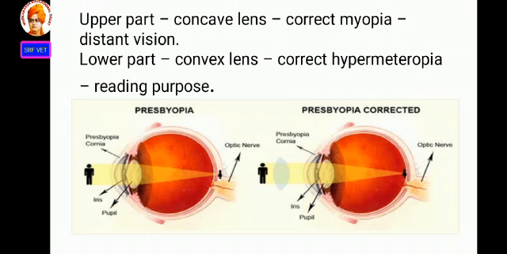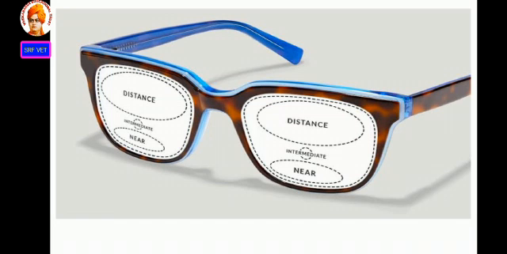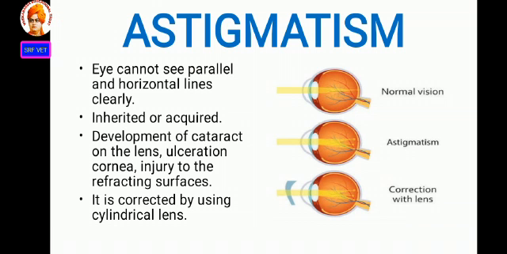Okay, the first one is the presbyopia-defective eye, and then the presbyopia-corrected eye. The second one, they have to use a bifocal lens. This is the bifocal lens, in which the upper part consists of a concave lens used for distant objects, and the lower part consists of a convex lens used for reading purposes. Okay, clear? The next one, astigmatism. I cannot see parallel and horizontal lines clearly. This type of defect is called astigmatism.